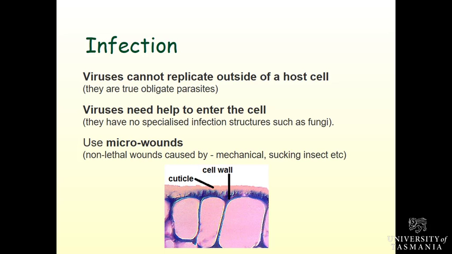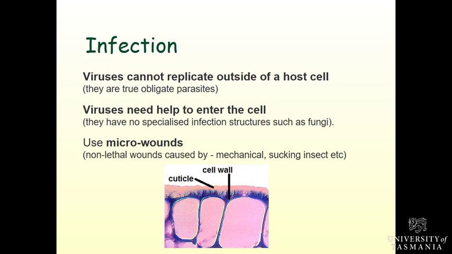Infection first. So it's actually pretty crude. When we start talking about fungi and some of the other more specialised pathogens, some of them at least have quite specialised infection structures that can penetrate cells and do some pretty sophisticated infection processes. Viruses are pretty simple. They've just got to get in somehow.